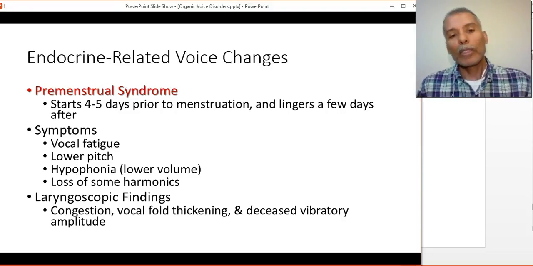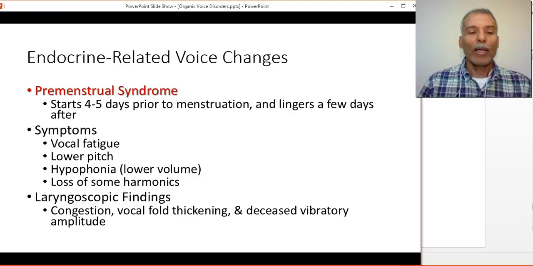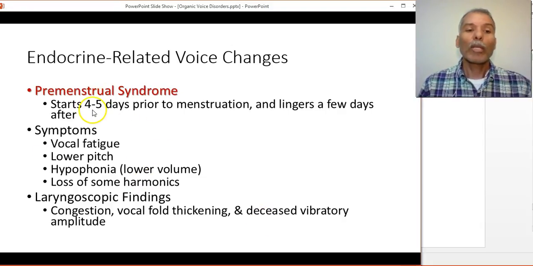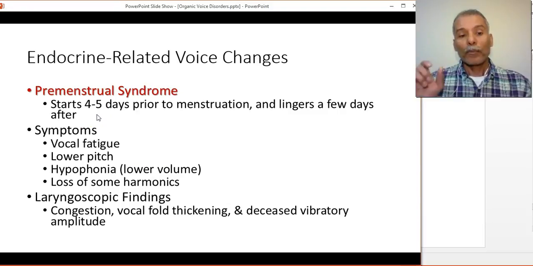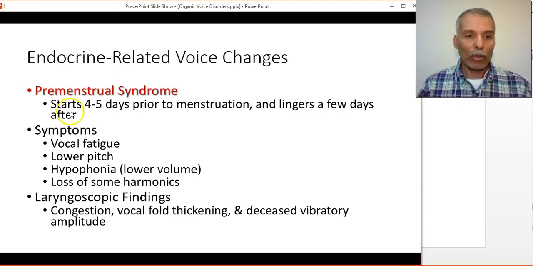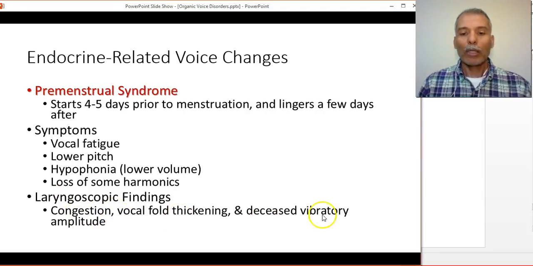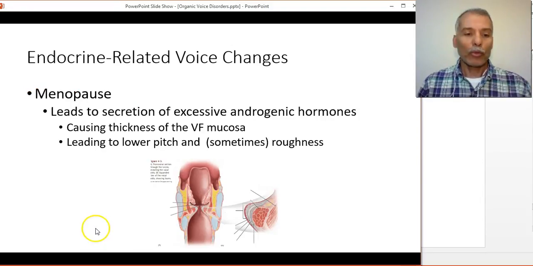Obviously, this goes away, but if it comes every time, once a month, and it takes a significant number of days, that is going to affect some singers, some vocal performers, some people who use their voice for a living. They are going to be affected, so they will benefit from some strategies in how to maximize their vocal fold functionality. So the symptoms, again, laryngoscopic findings include decreased vibratory amplitude.